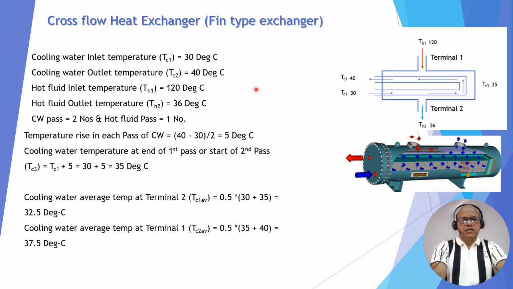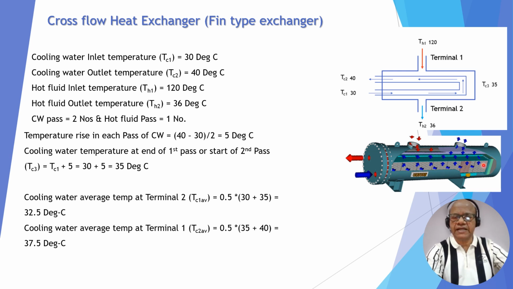Let's understand how to calculate LMTD for a cross flow heat exchanger, like a fin type heat exchanger. In a fin type heat exchanger you can see the hot fluid comes here, crosses all the way, and then comes out on this other side, which is perpendicular to the cooling water flow. The cooling water is flowing 50% from this side, and if it is a second pass, another 50% comes this way.